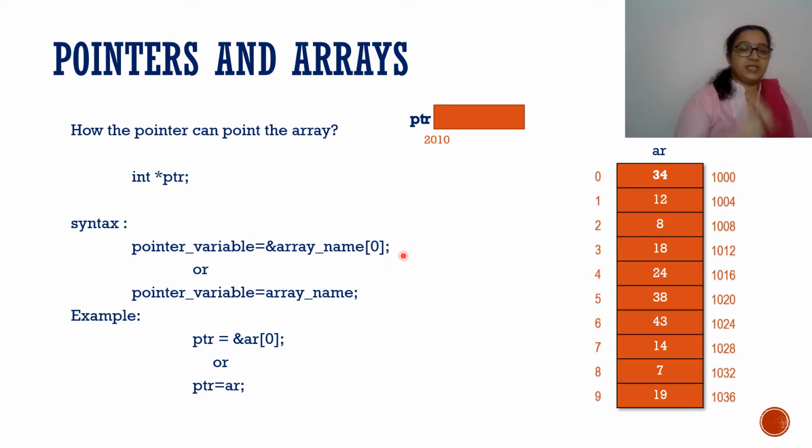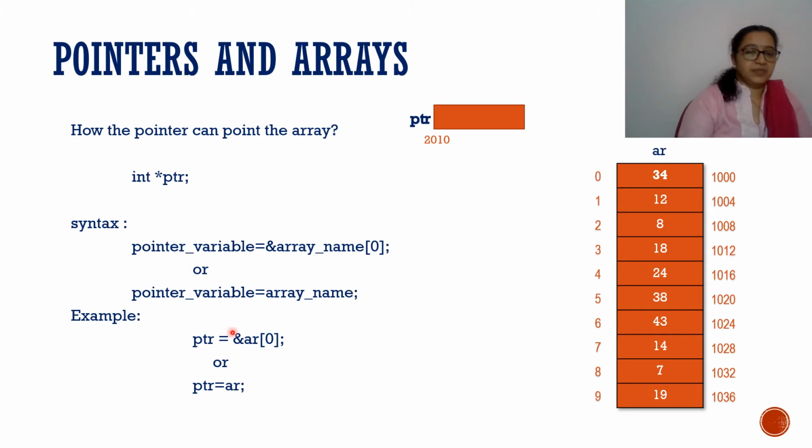This is the first method of getting the base address of the array to the pointer variable. Okay, see, one more method is there: pointer variable is equal to array name. Without putting the ampersand, we'll get the value of the array name into the pointer variable. So what value will be there in the array name? Yeah, the base address. Got it? Pointer variable is equal to array name means the base address held by the array will be copied to the pointer variable.